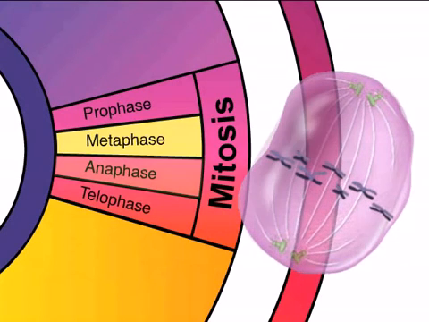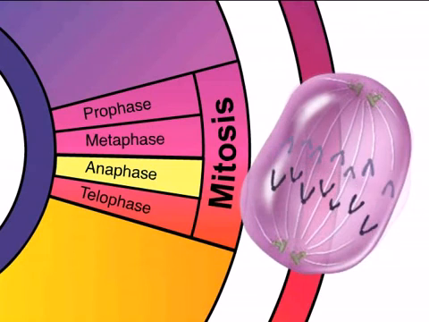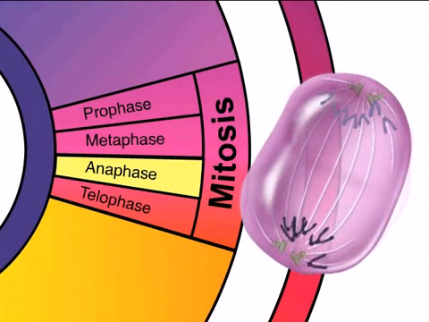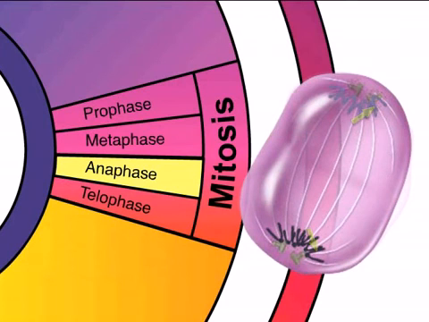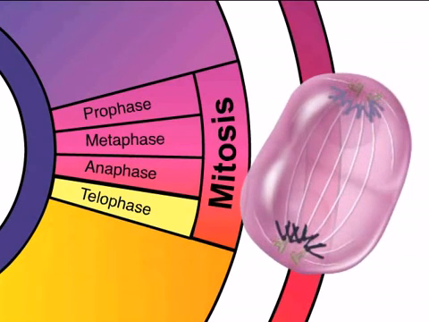In anaphase, the centromeres split, pulling sister chromatids to opposite sides of the cell. By the end of anaphase, 46 chromosomes lie at each side of the cell. When chromosomes are separated, each sister chromatid is considered a new chromosome.